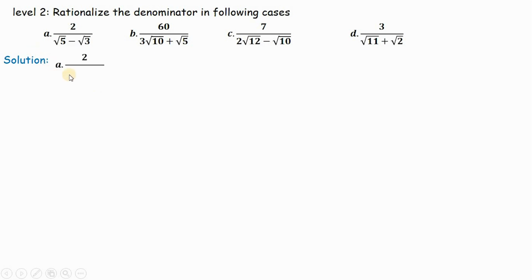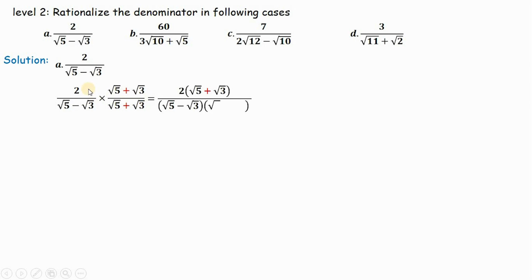Okay, first solution, that is A equal to 2 by root 5 minus root 3. Now here we have to again think about rationalizing factor of square root of 5 minus square root of 3. So the rationalizing factor of square root of 5 minus square root of 3 is the conjugate of square root of 5 minus square root of 3, that is square root of 5 plus square root of 3. So we'll multiply numerator and denominator by square root of 5 plus square root of 3. Here instead of minus we have taken plus.